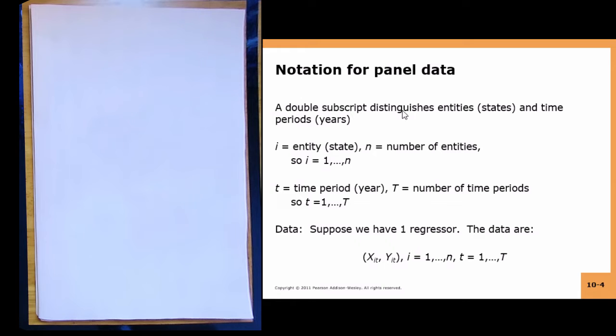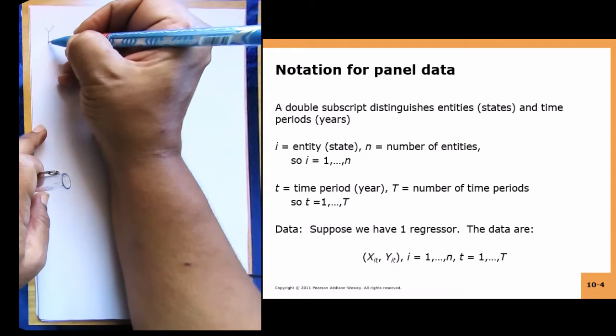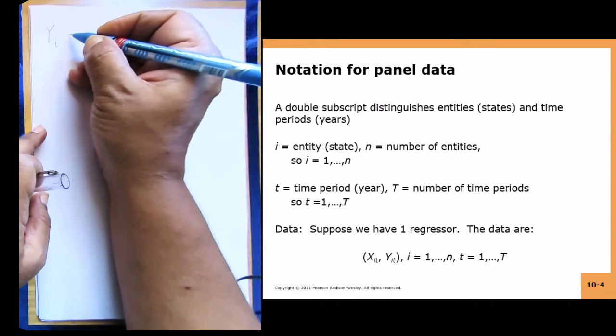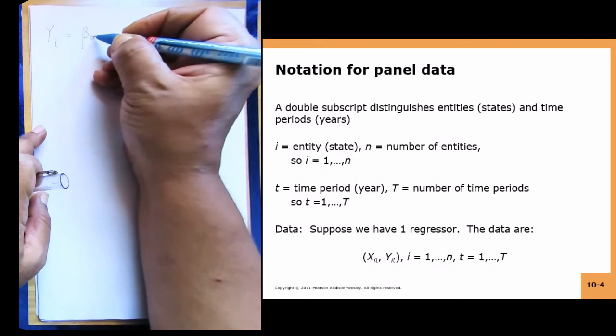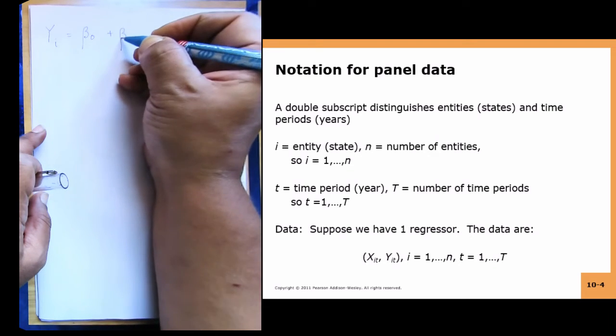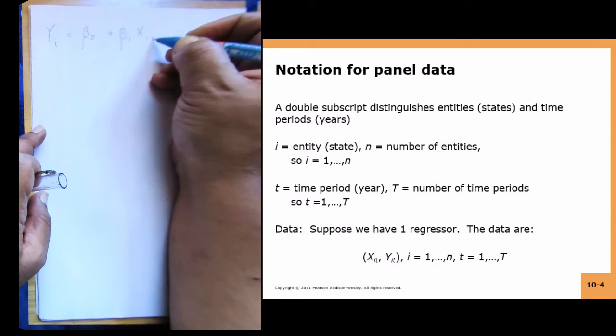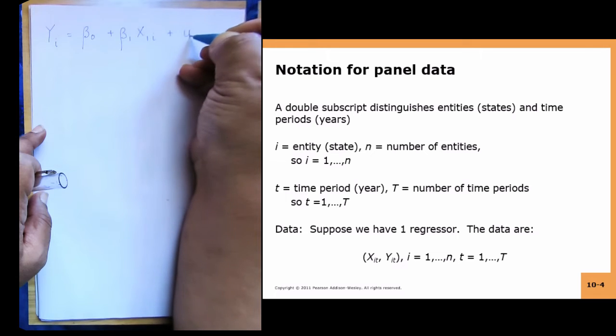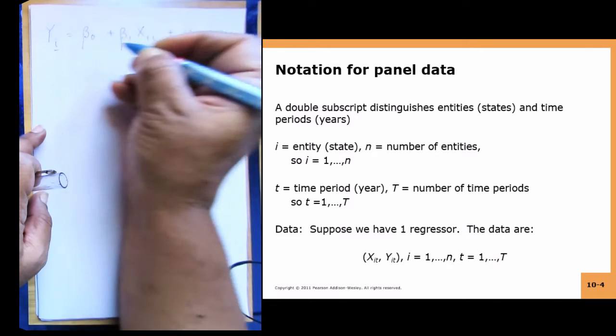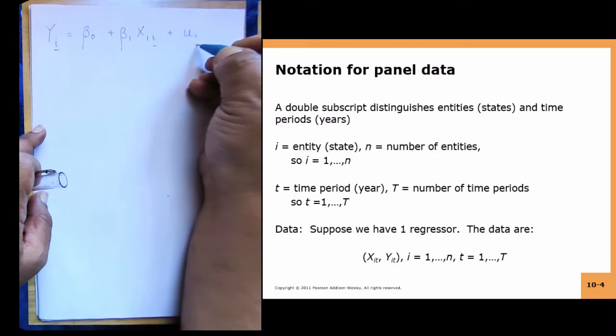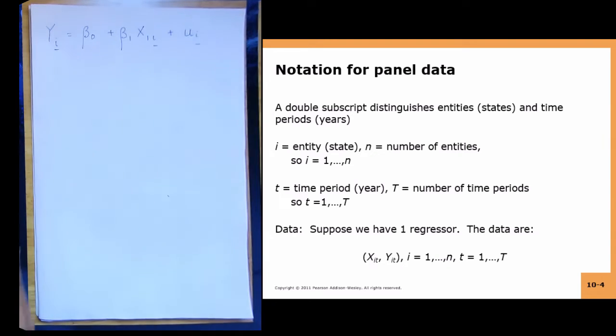So how do you write, what is the notation for panel data? Okay, so if you remember, when we looked at cross-sectional data, we wrote it as yi is equal to beta 0 plus beta 1 x1 i plus ui. So this is for the ith individual. You have data at a given point of time.